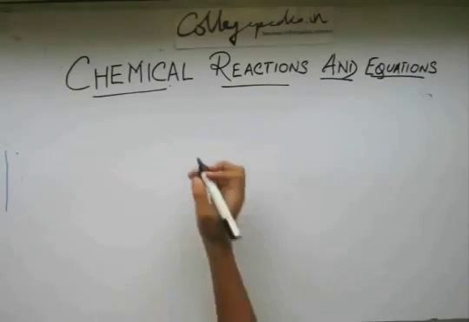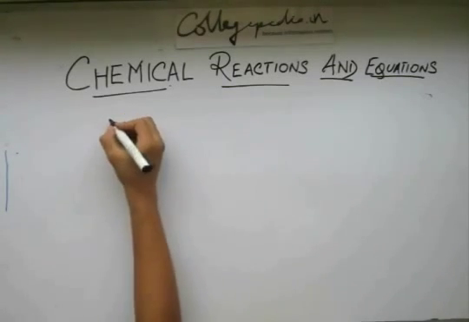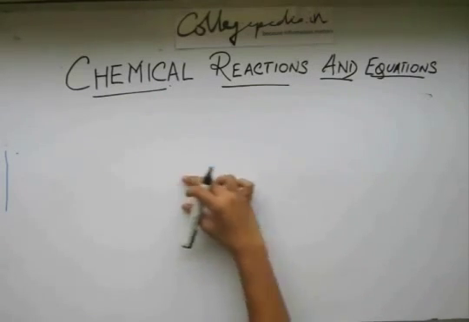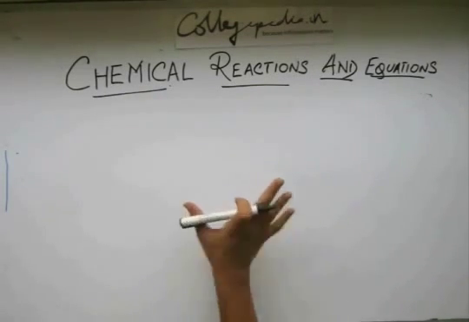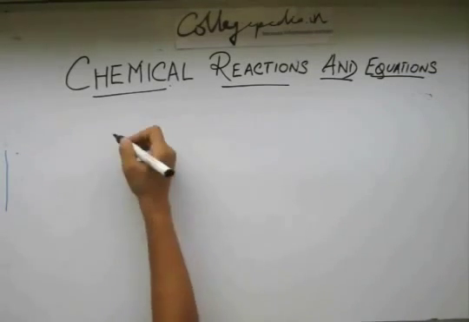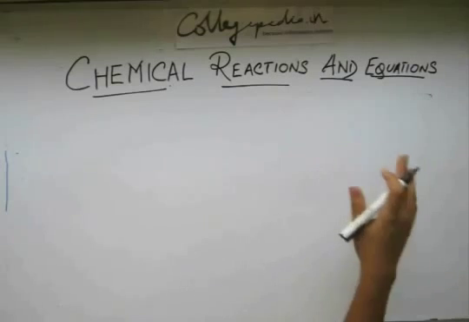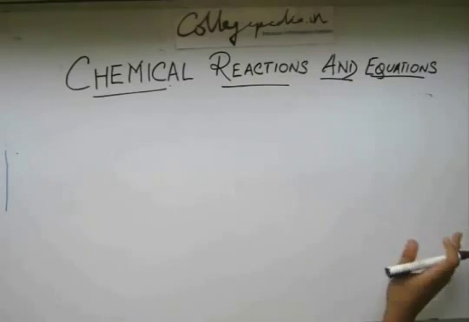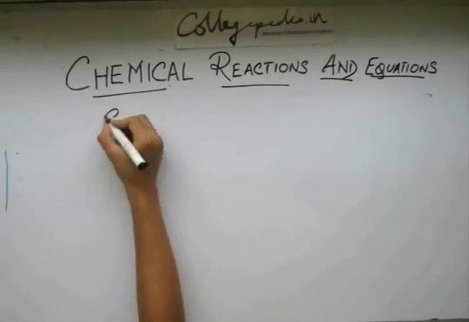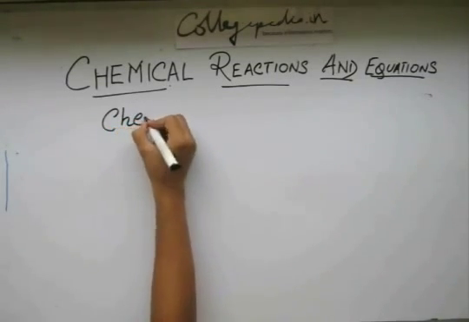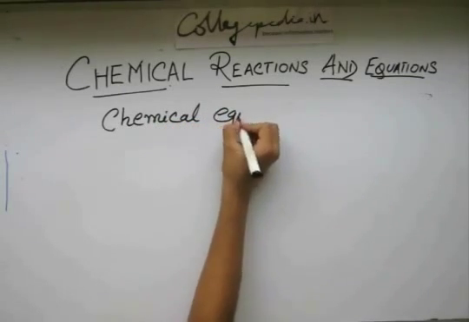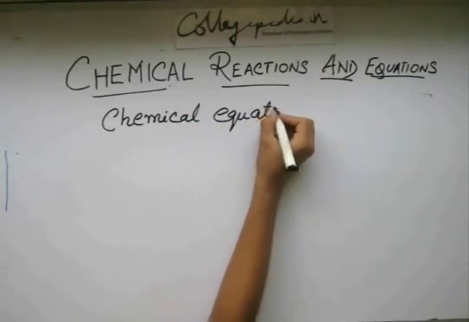Now we come to, this was about chemical reactions. Now a reaction, you need to write it down so that you can study it. So how to write it down? You cannot write that magnesium reacts with oxygen to form magnesium oxide. That is very cumbersome to write. So you have chemical equations.